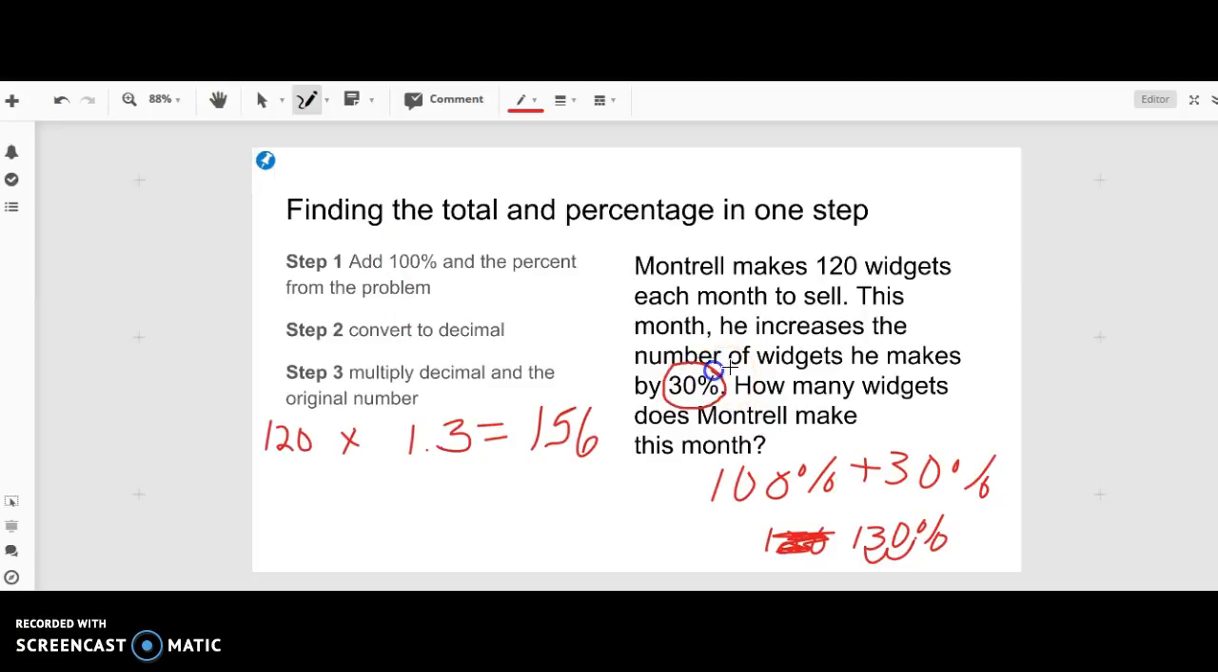So we add 100% to the 30%. So 30% plus 100% is 130%. We converted the 130% to a decimal, which becomes 1.3, and then we multiply the decimal times the original number. So 120 times 1.3 gives me 156 widgets. Always important to put your units and everything down there as a final answer, maybe even circle it, so I as a teacher know what you did.